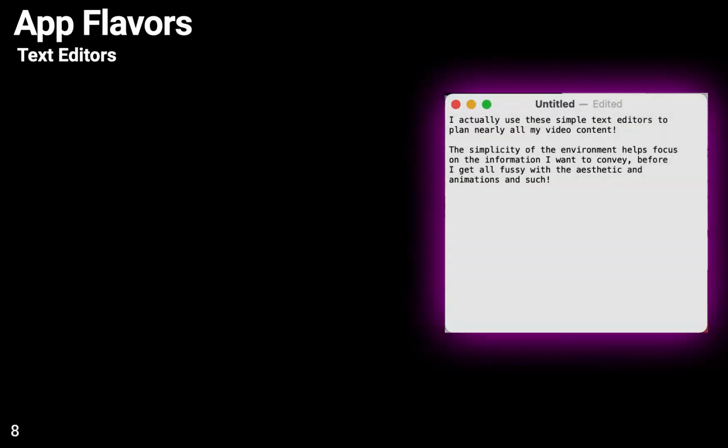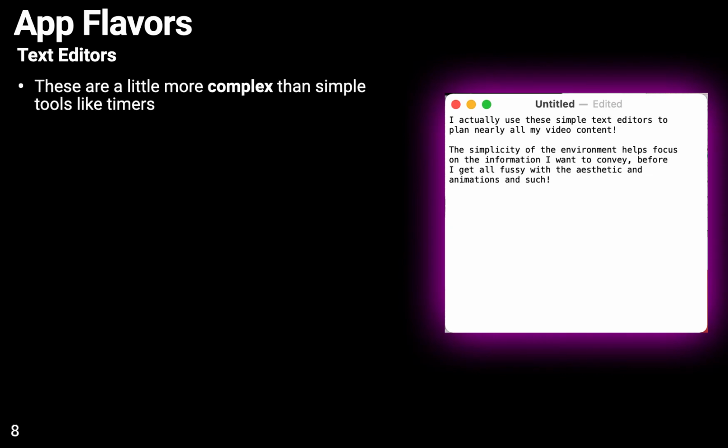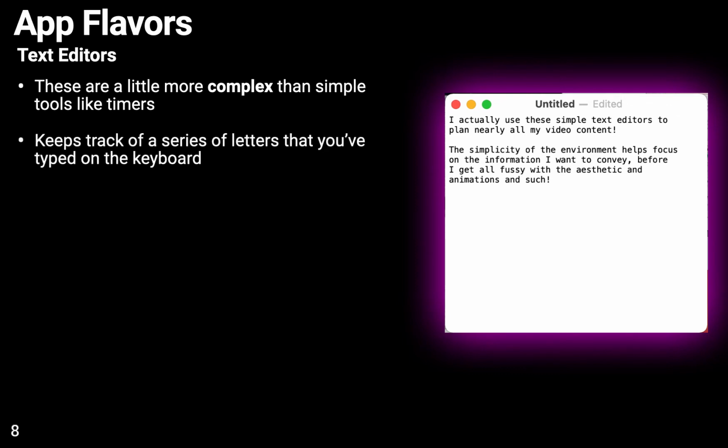Now let's ramp it up a little bit. Text editors, these friendos, they're a little more complex than those super simple tools, but not a whole lot more. See, this one is keeping track of not just one value, but a whole bunch of letters, right? That's really what's happening here. This is a data type known as a string.